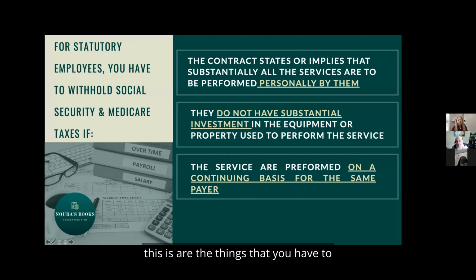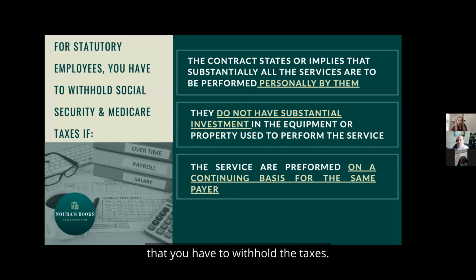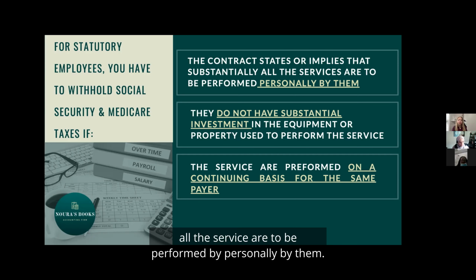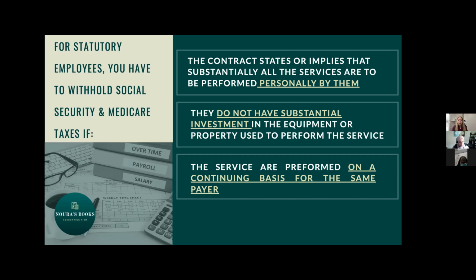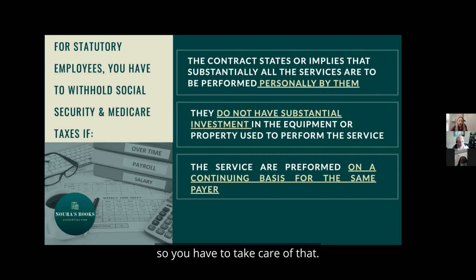These are the things that you have to use to determine if they are independent contractors that you have to withhold taxes for. The contractor states or implies that substantially all the services are to be performed personally by them. So they don't have their own employees, they do it themselves. So you still have to withhold. They're not a company, they are not incorporated. So you have to take care of that.